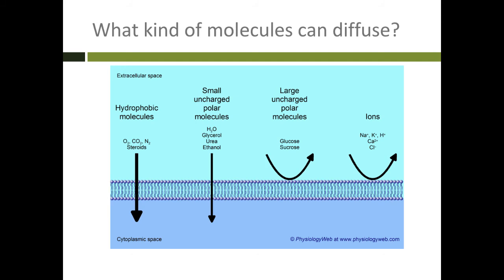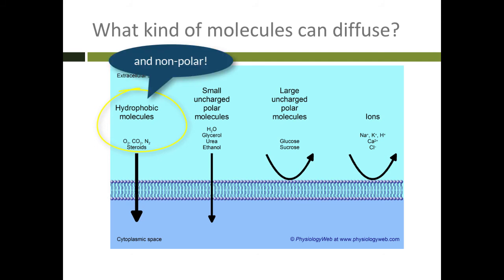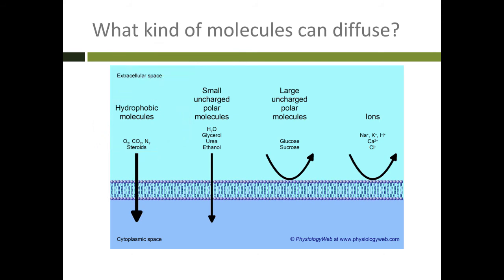So the things that are small, hydrophobic, and uncharged, like oxygen and CO2 and steroids, can move across the membrane relatively quickly. Remember, the inside of the membrane is hydrophobic, and so hydrophobic molecules are perfectly happy going through there. If you have a polar molecule that's uncharged, that's small enough, it can also move across the membrane. However, not quite as easily as hydrophobic molecules.